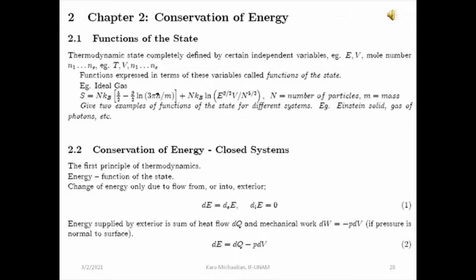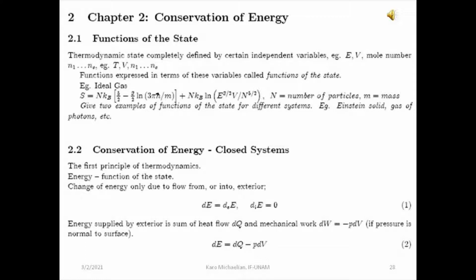So the total change of energy of the system, dE, is equal to that part of the energy which is coming into the system from the external environment, plus the change of energy due to processes occurring inside the system, and that is given by the subindex i, d_iE, which is equal to 0. Which means there are no changes of energy within the system due to processes.